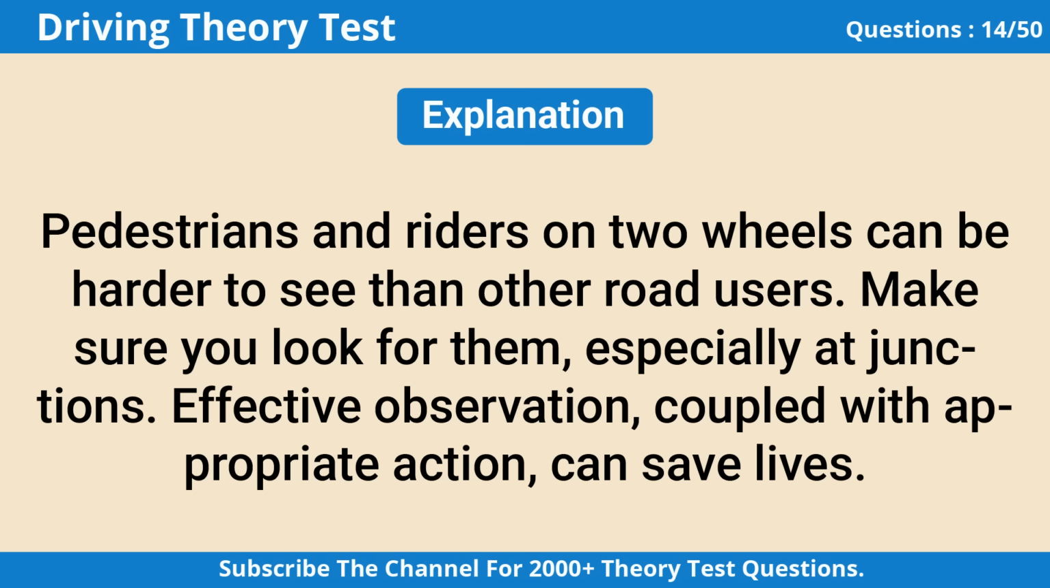Pedestrians and riders on two wheels can be harder to see than other road users. Make sure you look for them, especially at junctions. Effective observation, coupled with appropriate action, can save lives.